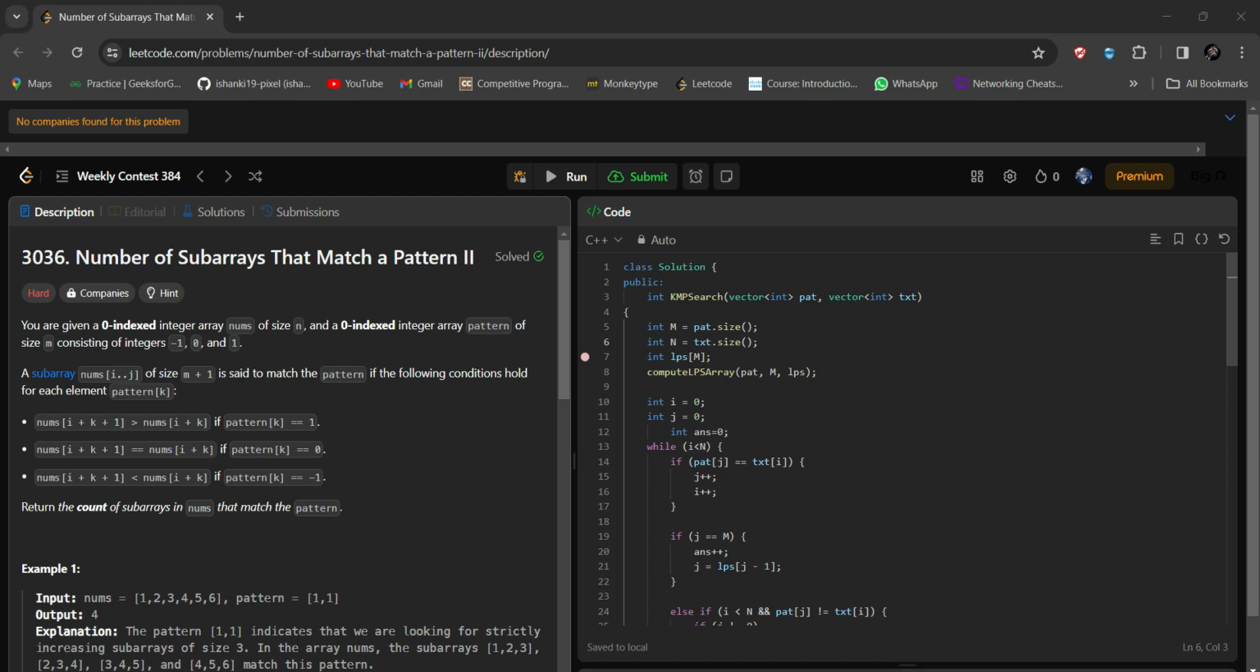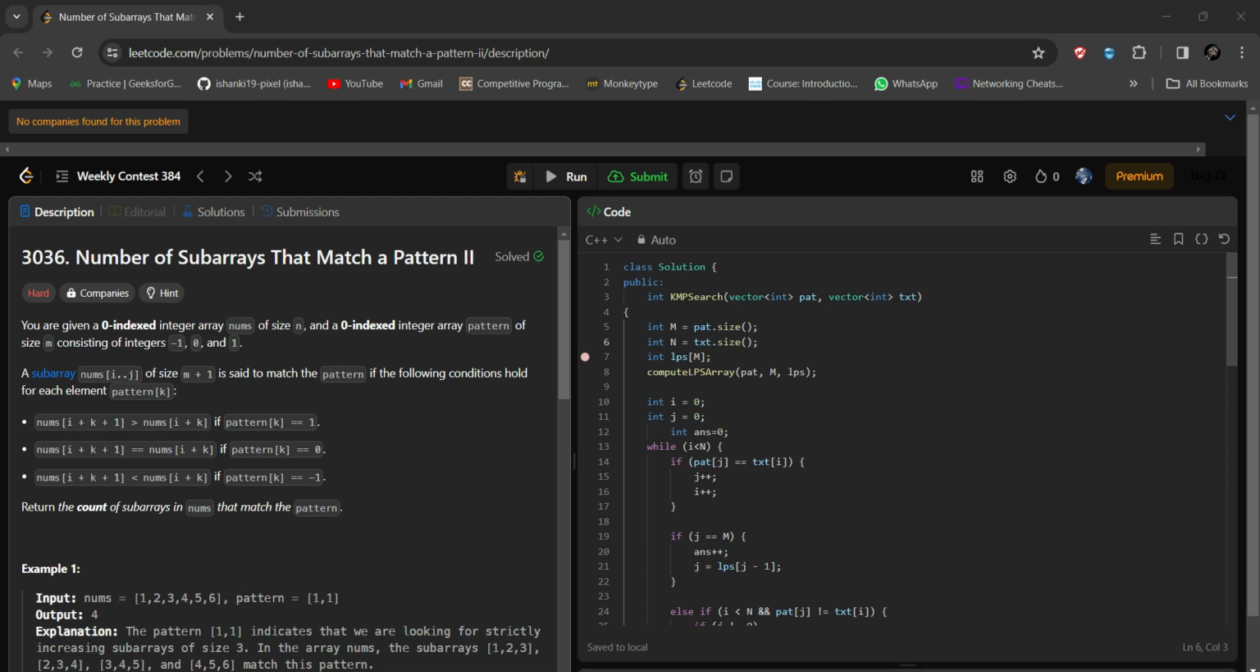In this lecture, I'll be discussing today's question which has appeared in the Leetcode contest, that is Number of Subarrays That Match a Pattern II. So the question says we are given a zero indexed integer array nums of size n and a zero indexed integer array pattern of size m consisting of integers -1, 0 and 1. We must return the number of subarrays which are formed by fulfilling the following conditions.